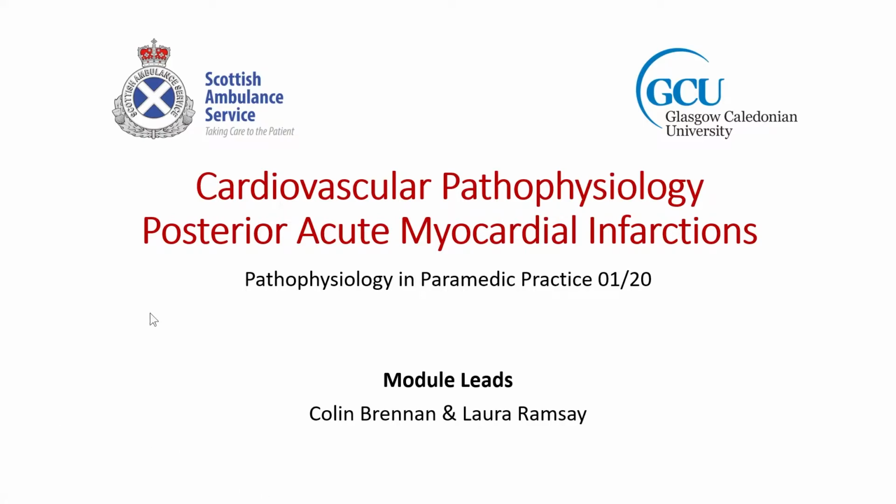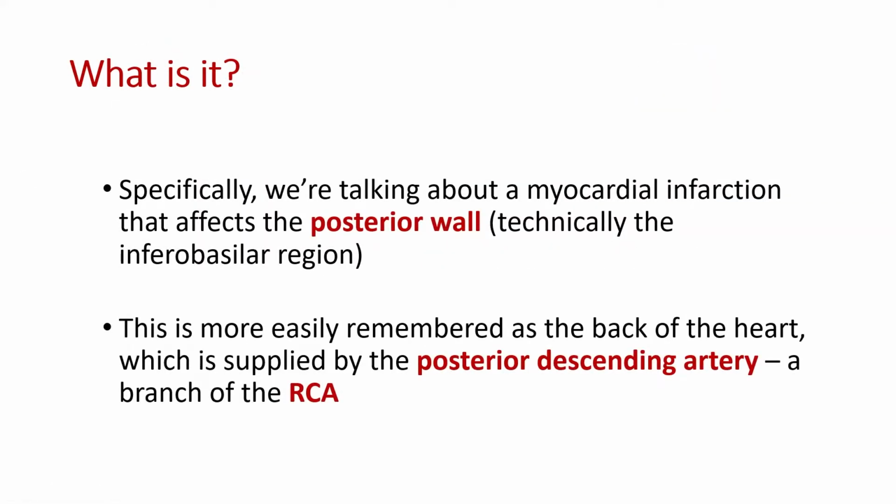Now, this is an acute myocardial infarction that affects the posterior wall. That's the infrabasilar region, so the bottom and the back of the heart. Now, this is supplied by the posterior descending artery, which is a branch of the right coronary artery. So it's a large area, and it's quite an important area when it comes to myocardial function.